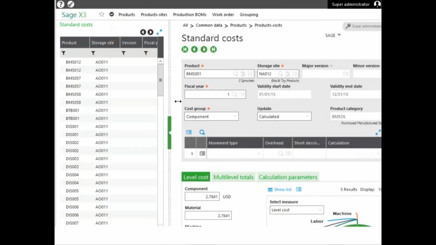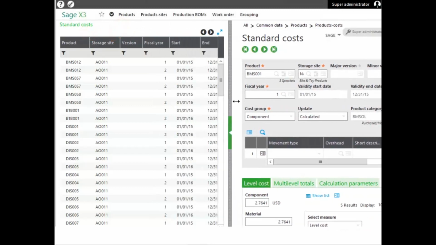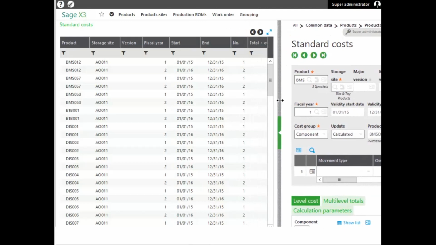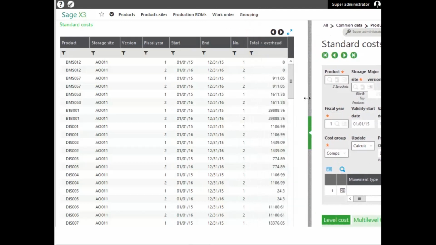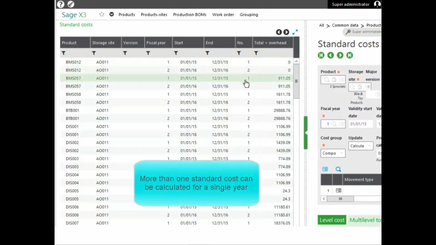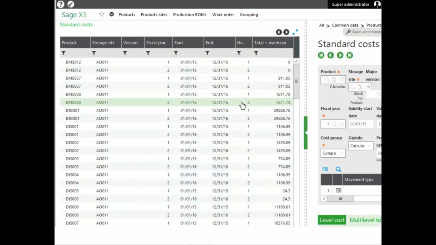By expanding the left list, you can also see the fiscal year, the start and end dates for the cost number, and total and overhead information. It's important to note that more than one standard cost can be calculated for a single year. So you always want to make sure you're looking at the highest number for the particular year that you're interested in.